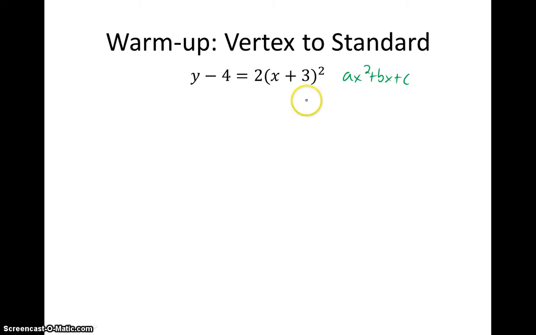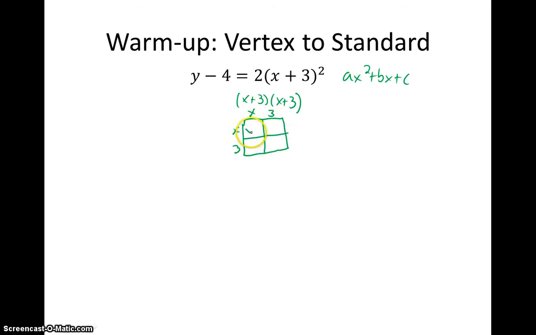Remember, the first thing we do here, we already have the 4 on the left side. So the first thing we're going to do is expand out this x plus 3 squared. Remember, x plus 3 squared means x plus 3 times x plus 3. It's tempting to distribute the 2 in here, or maybe distribute the squared to the x and the 3, but we can't do that. What we have to do here is expand out that binomial x plus 3 times x plus 3. So we're going to do that using a box. So make our box here. Try to make it big enough. We're going to have x plus 3 and x plus 3.